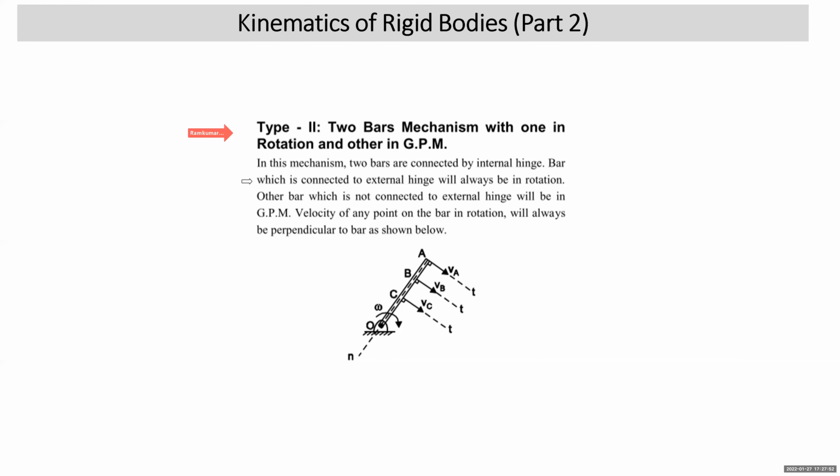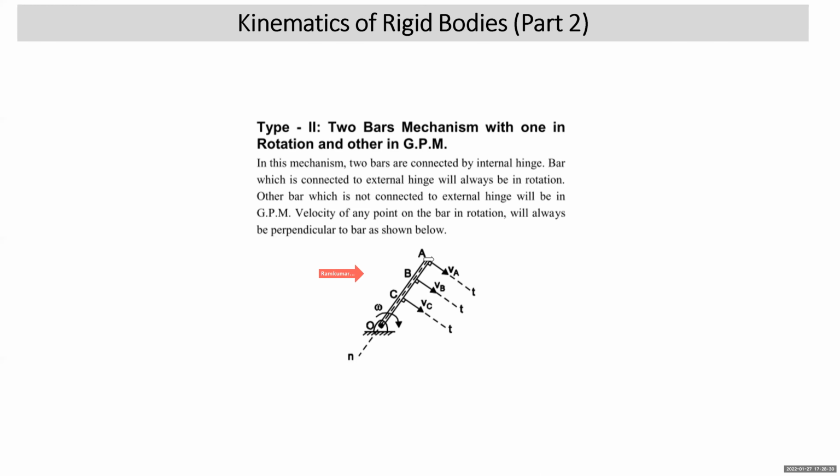Now, to understand the other concept, you have to understand this diagram. Look at this diagram. You have the bar OA, which is hinged at O. Once you connect this bar to hinge O, the hinge at O will allow only this bar to rotate about O. So suppose we want to mark the velocity of point A, B, or C. Velocity is always along the tangent. Tangent is perpendicular to normal. Suppose this bar is rotating in clockwise direction with angular velocity omega.